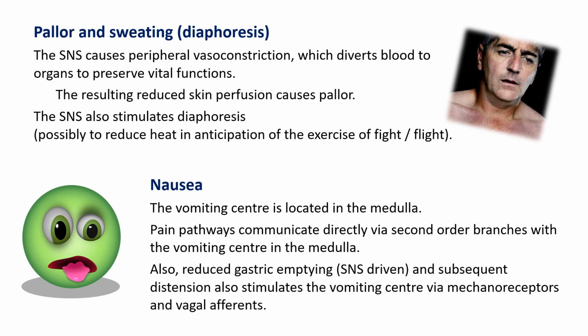In addition to that, remember we've got this effect of the sympathetic nervous system on slowing up GI motility, because in a fight or flight situation that's less important. So we could get a reduced emptying. In that reduced motility, we get distension. Distension stimulates vomiting receptors within the GI tract that are mechanoreceptors. They then send action potentials via vagal afferents up to the vomiting centers.